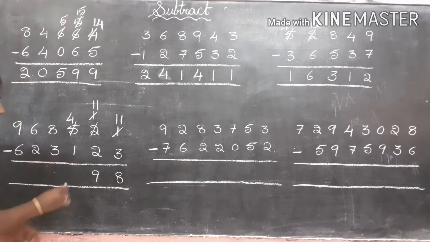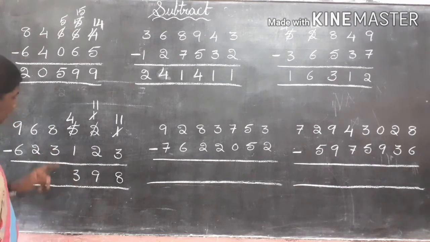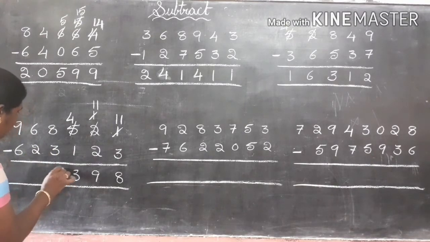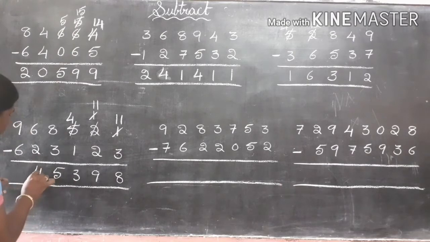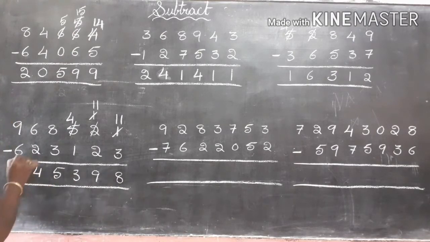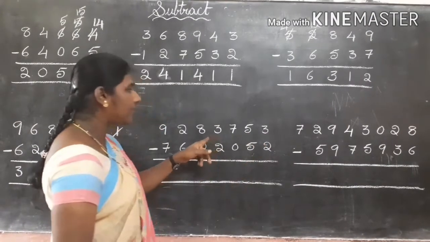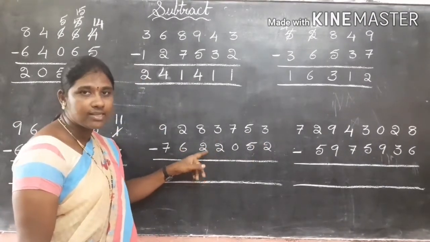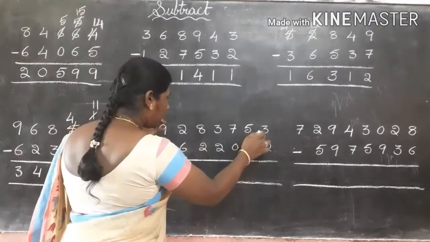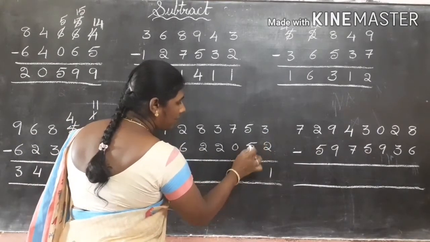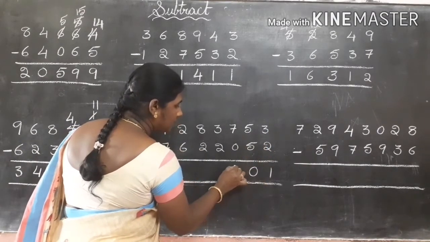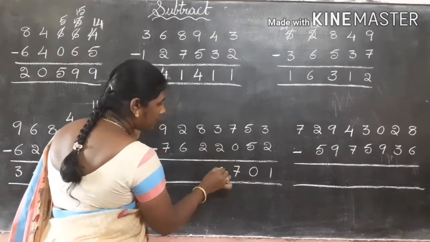Next, 4 minus 1, 3. 8 minus 3, 5. 6 minus 2, 4. 9 minus 6, 3. Next here, 3 minus 3. How many digits are here? 7 digits. So it is a 7-digit subtraction. 3 minus 2, 1. 5 minus 5, 0. 7 minus 0, 7. 3 minus 2, 1.